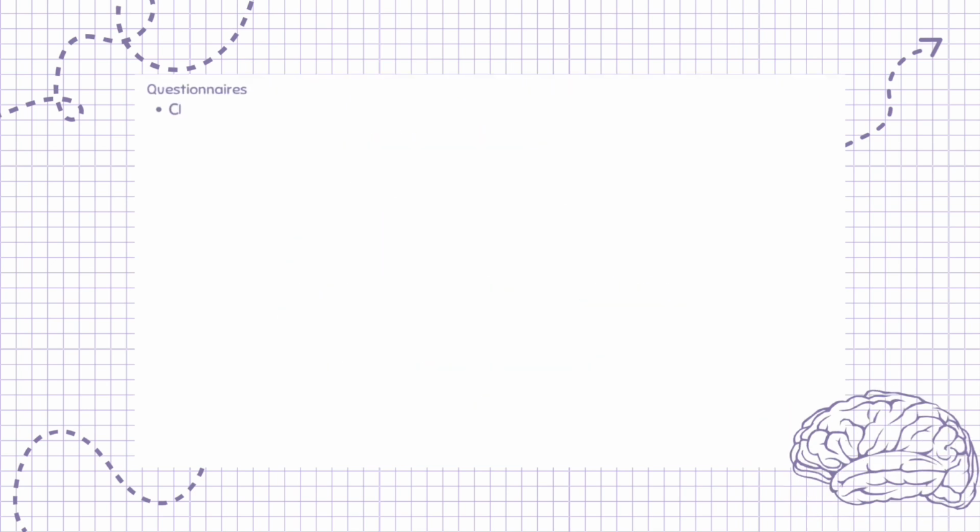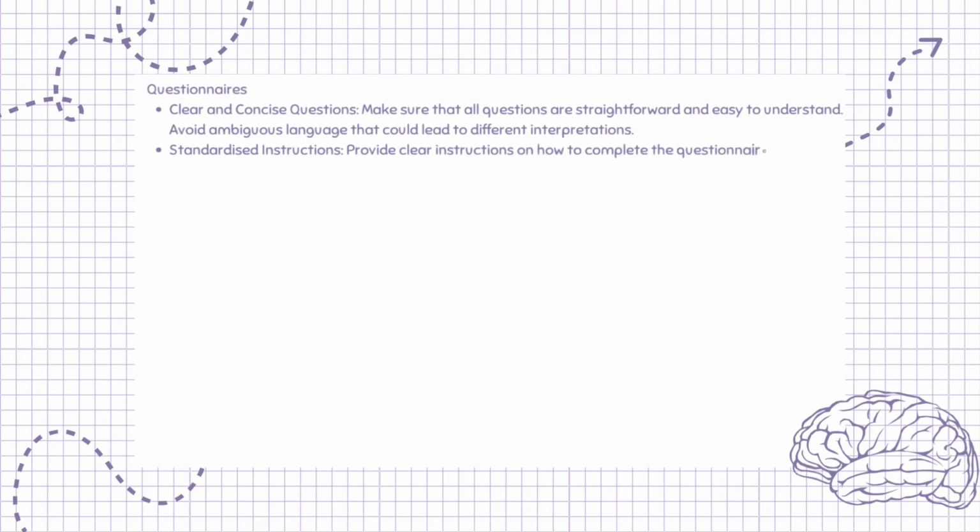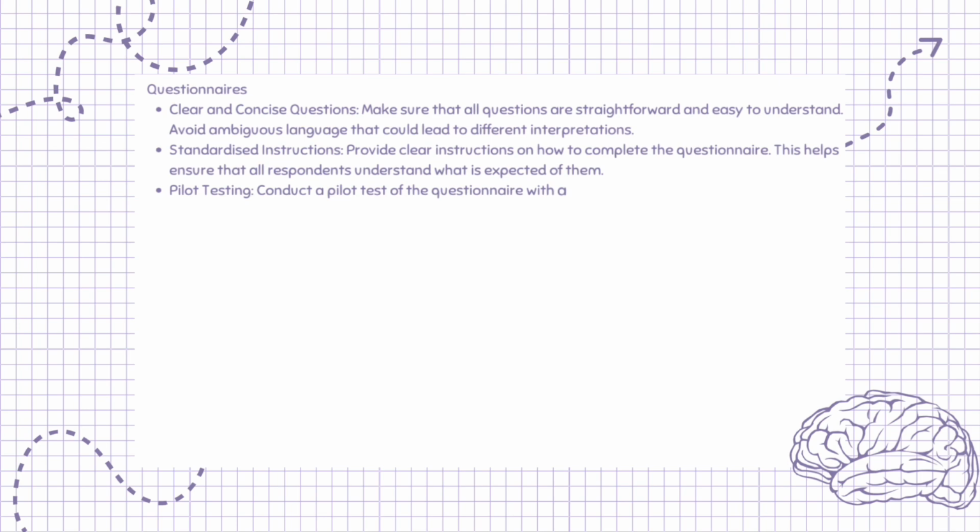Clear and concise questions. Make sure that all questions are straightforward and easy to understand. Avoid ambiguous language that could lead to different interpretations. Standardized instructions. Provide clear instructions on how to complete the questionnaire. This helps ensure that all respondents understand what is expected of them. Pilot testing. Conduct a pilot test of the questionnaire with a small group before full deployment.